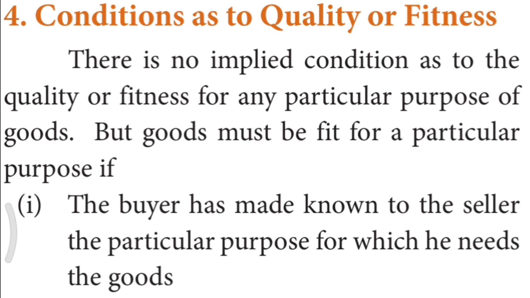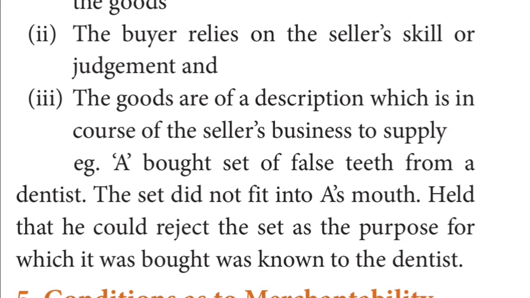So fitness, in the sense, for what that particular good is being used, it has to fit the purpose. If it doesn't fit, then you will not be able to use it. Therefore, the contract will be cancelled. So here they've again given three purposes. The buyer has made known to the seller the particular purpose for which he needs the goods. Right, so for what you need the good, you make sure that you communicate it to the seller. Then the buyer relies on the seller's skills and judgment.